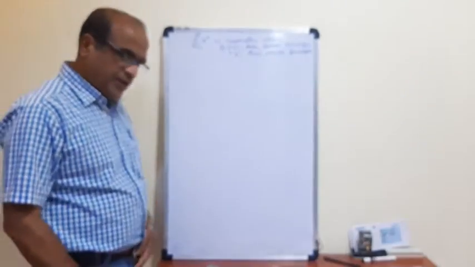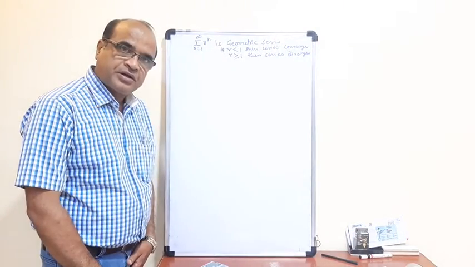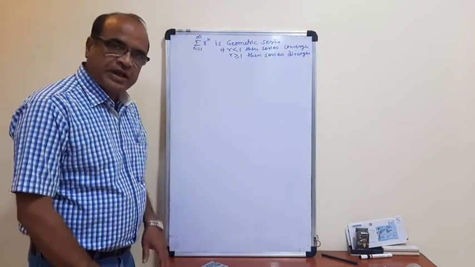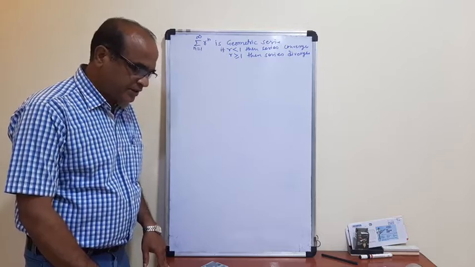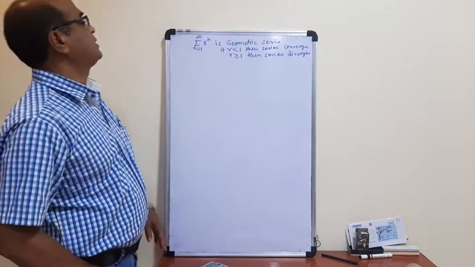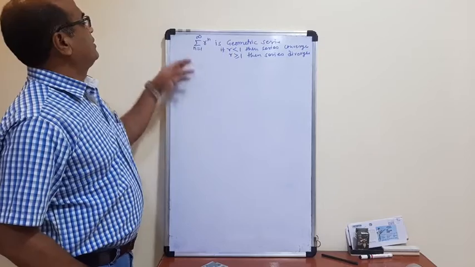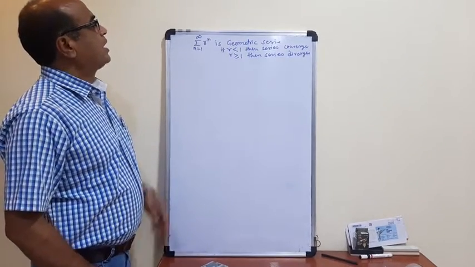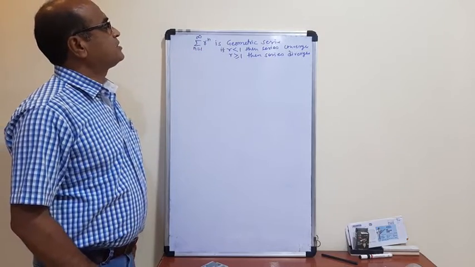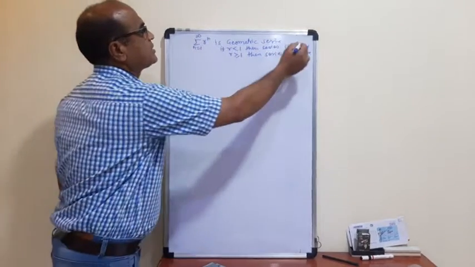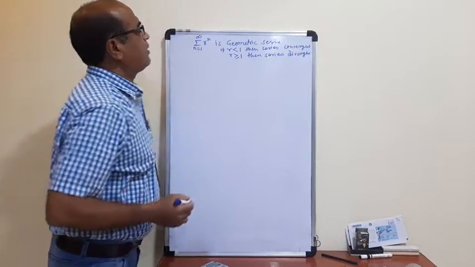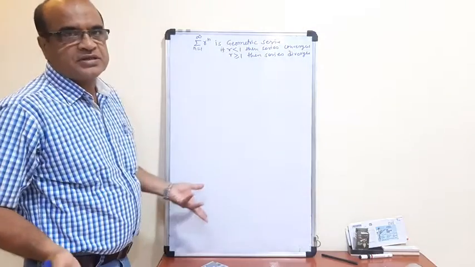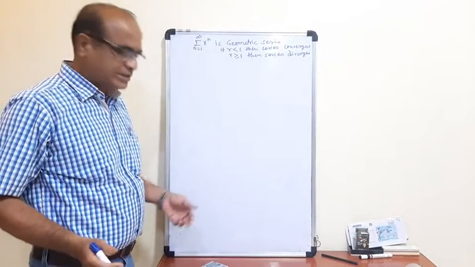Welcome. In the last lecture of the infinite series, we studied the geometric series and the convergence of the geometric series. Let the summation of r^n be a geometric series. Then if r is less than 1, the series converges, and if r is greater than or equal to 1, the series diverges. So this is the theorem. We proved that theorem in the last lecture.